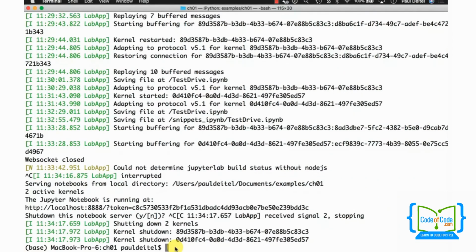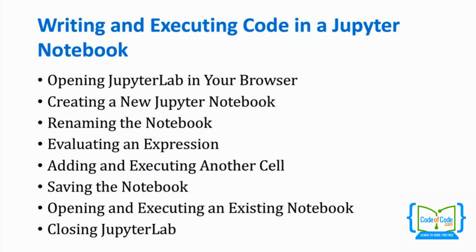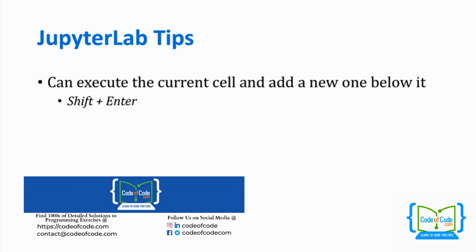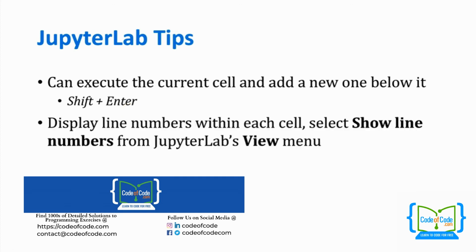So with that, I just want to switch back over to my PowerPoint slides for a moment. A couple of tips for you to know about as you get into working with Jupyter Lab. First of all, when we executed each cell in our notebook, we typed Control and enter. If you want to execute the current cell and add a new one directly below it, you can use Shift-Enter instead. So that's a nice little additional tip.